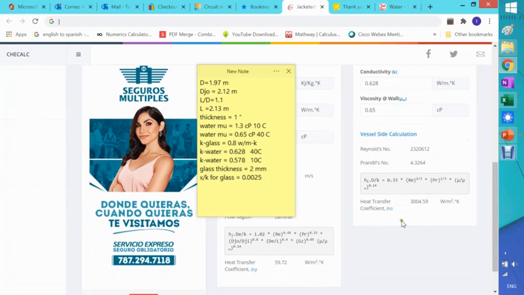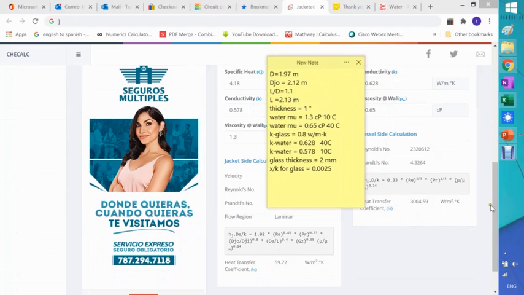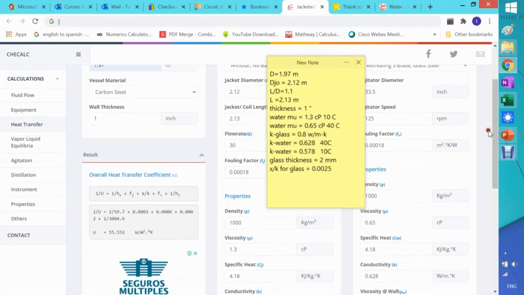I got the vessel heat transfer coefficient, the jacket heat transfer coefficient, and I just need to add them up with the different resistance values. For example, this one here will be the resistance value for the jacket side. That will be 1/59.7, and so the fouling factor. And so the X over K, thermal conductivity for carbon steel, and the X is 1 inch here.